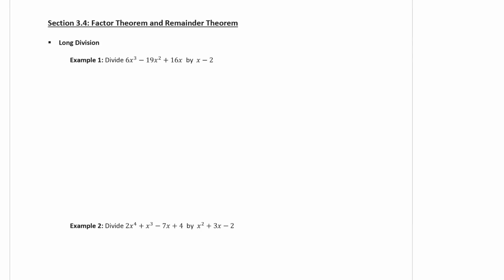So when we're doing long division, you want to first set it up. I'm going to go ahead and draw my division bar here. I'm dividing by x minus 2, so it's going to go out front. I'm dividing 6x cubed minus 19x squared plus 16x. Now when you're writing in your long division, you always want to put it in standard form. Start with the highest exponent, work your way down, and put in zeros anywhere you're missing a term. So I have a cubed, squared, linear, and my constant. So I have it all set up.